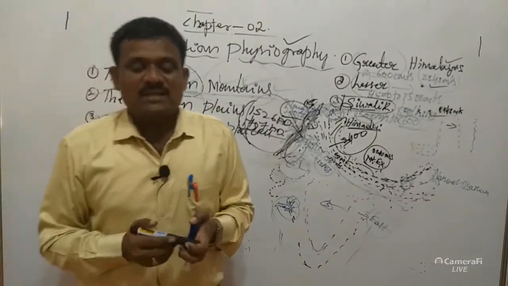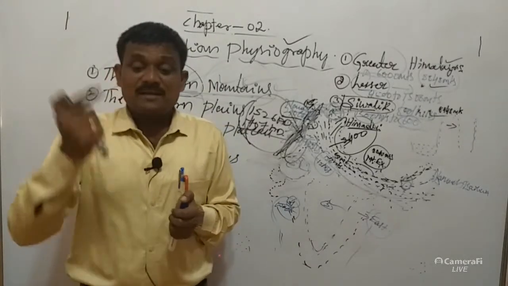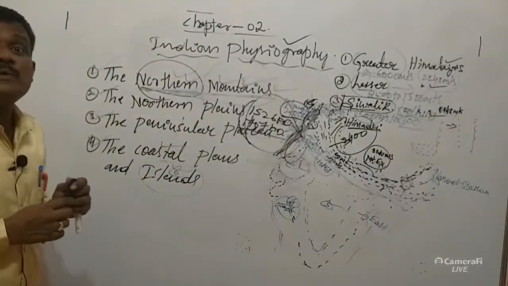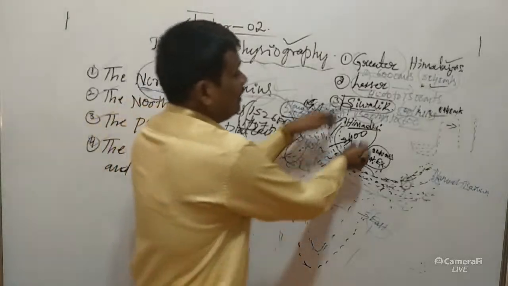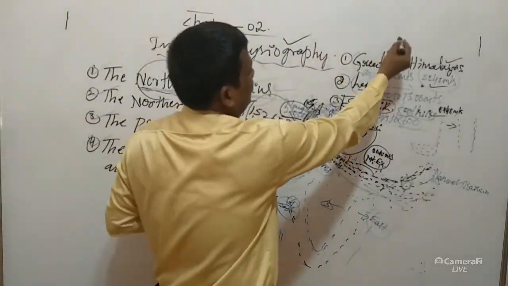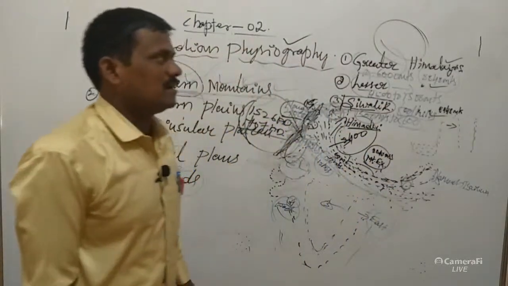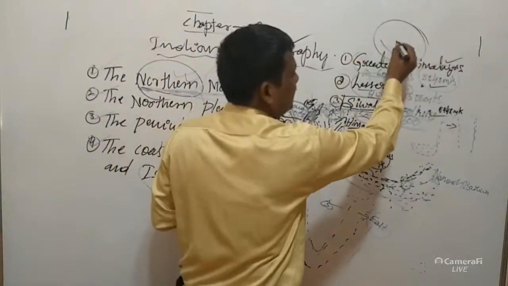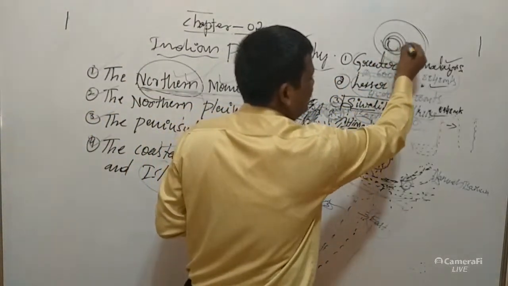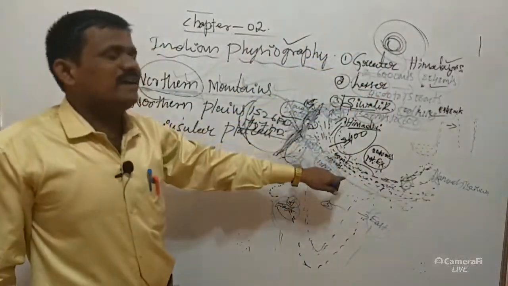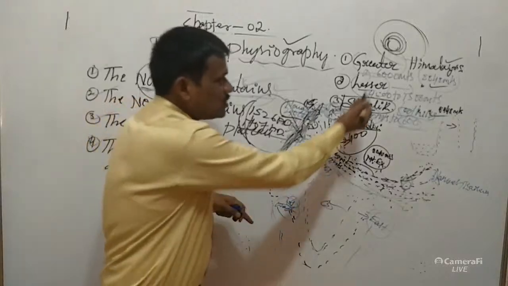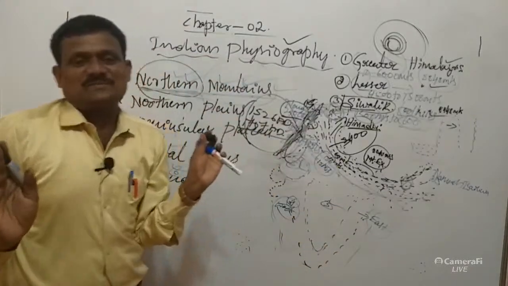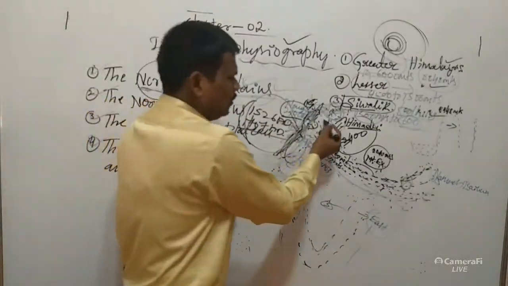Then second, one more important point: they prevent the cold winds from Central Asia. Very important point, prevent the cold winds from Central Asia. Central Asia means you can go up here. The North Pole is there, a low temperature area, high pressure, and here always 0 degree temperature, full of cold winds. All the cold winds are absorbed by these mountains of the Himalaya, because of that India is very safe.